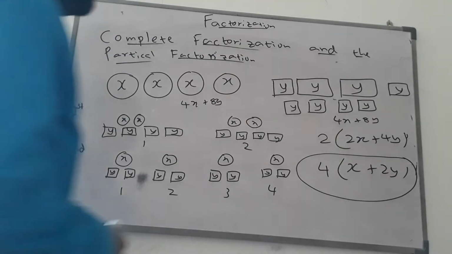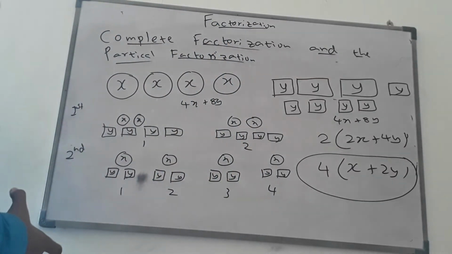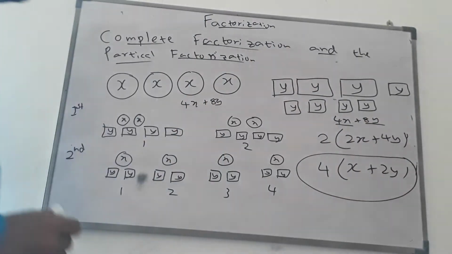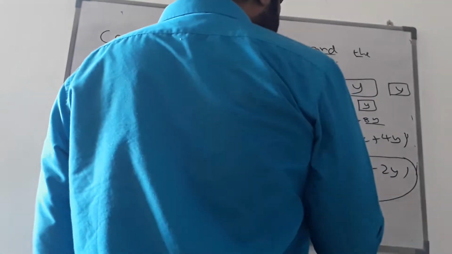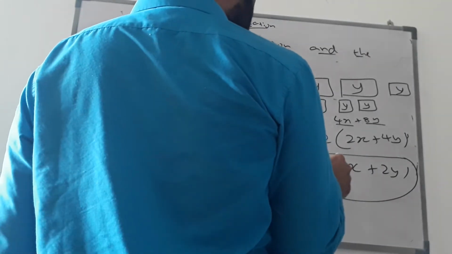So for this grouping, or the way of complete factorization, what we have to find out of these two terms is the highest common factor. Okay, so 4x and 8y, there are two common factors. One is 2 and one is 4. Out of these, the highest common factor is 4.